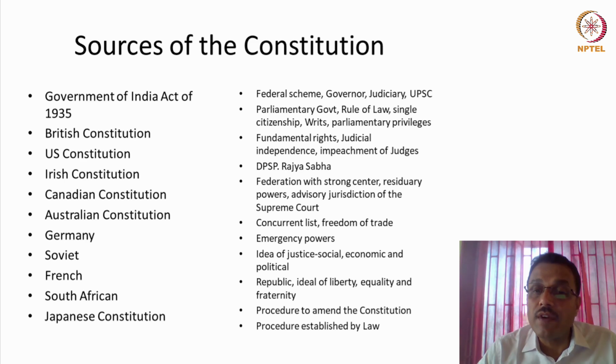The US Constitution gave us fundamental rights. It talked about judicial independence and impeachment of judges. That is what the US Constitution inspired in us. The Irish Constitution talked about the directive principles of state policy and the Rajya Sabha's role. The Canadian Constitution talked about federation with a strong centre. That is what we got. Don't forget residuary powers; the advisory jurisdiction of the Supreme Court also comes from the Irish Constitution.